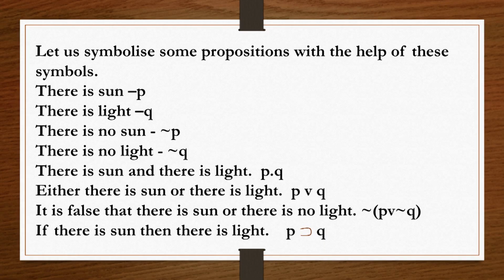There is sun. This is one proposition. For there is sun I write the variable p. Then there is light. For there is light I write q.